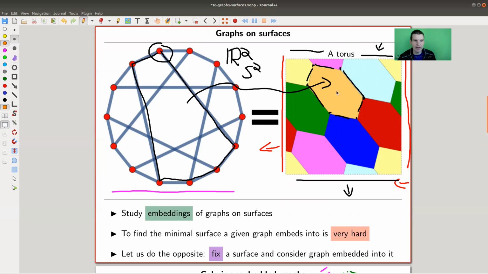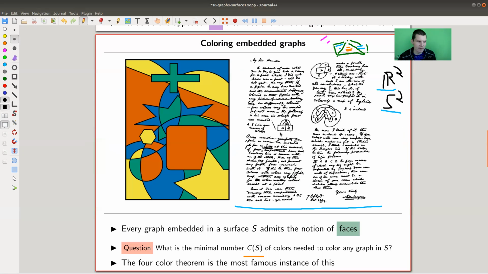Why do I need 7 colors? Well, I have a fixed hexagon here in the middle, so all 6 around it should get different colors. So I need at least 7 colors to color this picture here. And you can ask the same for all surfaces. The four-color theorem is a famous instance of it, and it's really, really hard. It was proven by computer eventually. We're still missing a good proof, whatever that means.